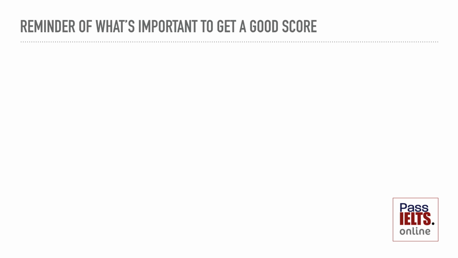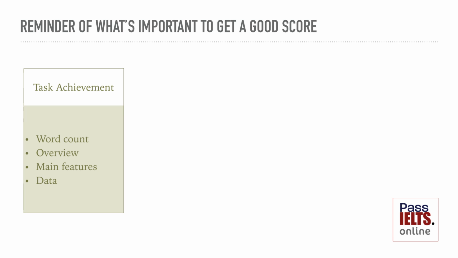Let's remind ourselves of what's really important to include in your chart description in order to get a good score. In task achievement, first of all, you need to write at least 150 words. Although you won't be penalised for writing less, it is a good idea to write that many so that your answer does include the information necessary and to show the examiner you can write a substantial piece of writing in the set time. You won't be penalised for writing too many words. However, I recommend to stay as close as possible to the word limit so that you don't include too much detail and you limit the amount of mistakes you make.